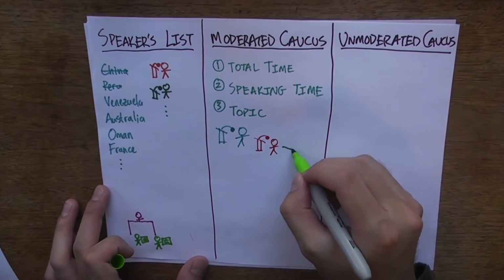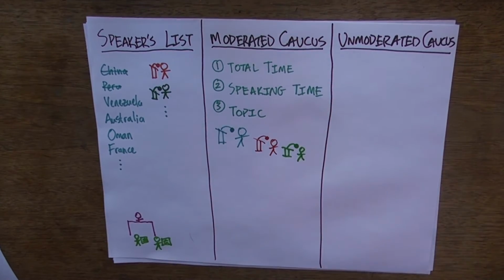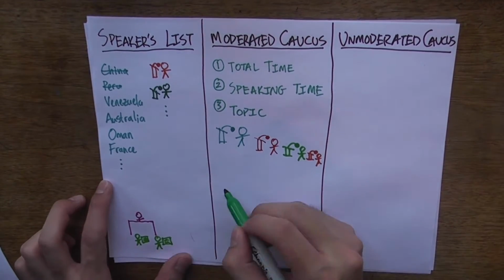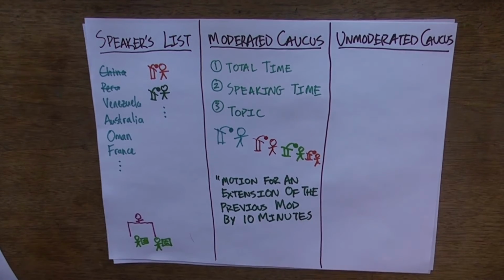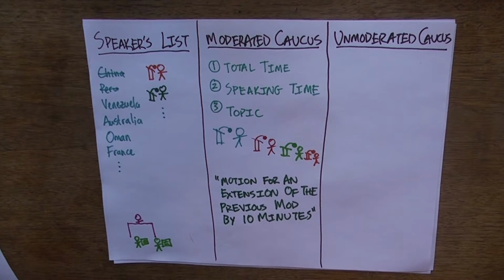After a mod has elapsed, you may propose an extension of the same moderated caucus if you wish to discuss more on the same topic, by asking motion for an extension of the previous moderated caucus by 10 minutes. Note that extensions cannot exceed the amount of time that the original moderated caucus was.